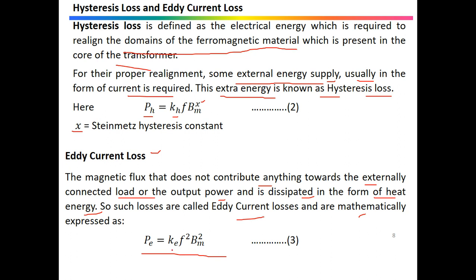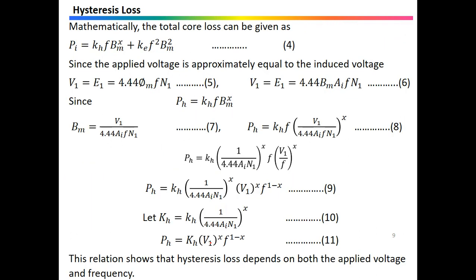Here again, Ke is a proportionality constant, and its value also depends on the volume and resistivity of the core material. It also depends on the thickness of the laminations that we use, and the units we are using. F is again the frequency, Bm is again the maximum flux density in the core. So this is all about the hysteresis losses and the eddy current losses.